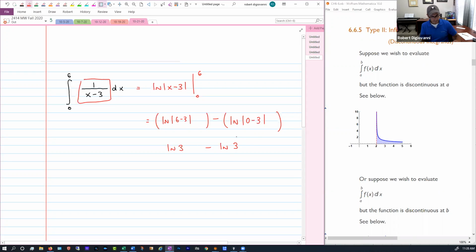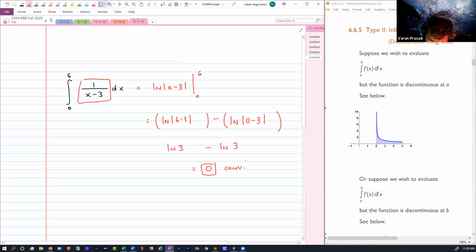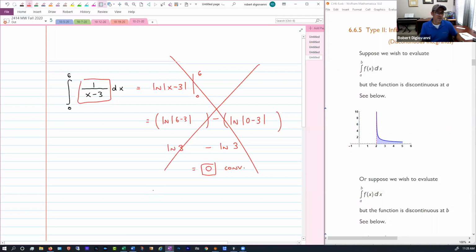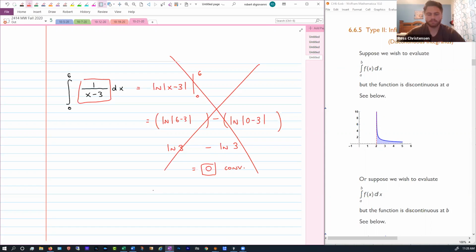So what do we get here? 0. So it converges. That's wrong. Everything's wrong. Why? You didn't put your limit. Yeah, well, why do I have to do a limit, Ross? That's just what we're doing. Yeah. I don't know exactly why.